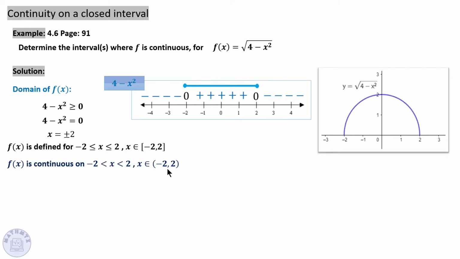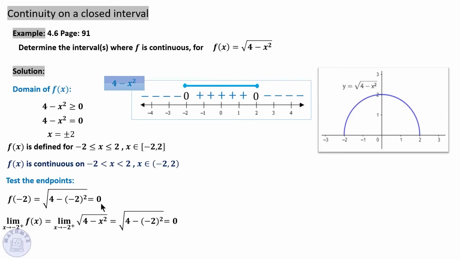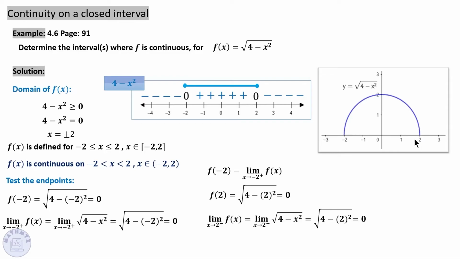Now, to prove that it's continuous on the closed interval, we should follow the prior definition. We test the endpoints, so f of negative 2 is 0, and the limit at negative 2 from the right side, again, we are looking at the starting point from the right side, equals 0 by direct substitution. Let's check the other endpoint at 2. f of 2 is 0. Now the limit is also 0 from the left side, by direct substitution. Therefore, we can say that the function is continuous on the closed interval.